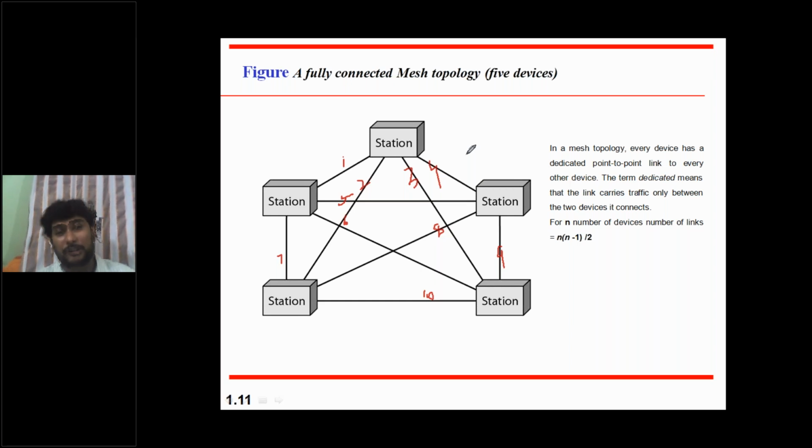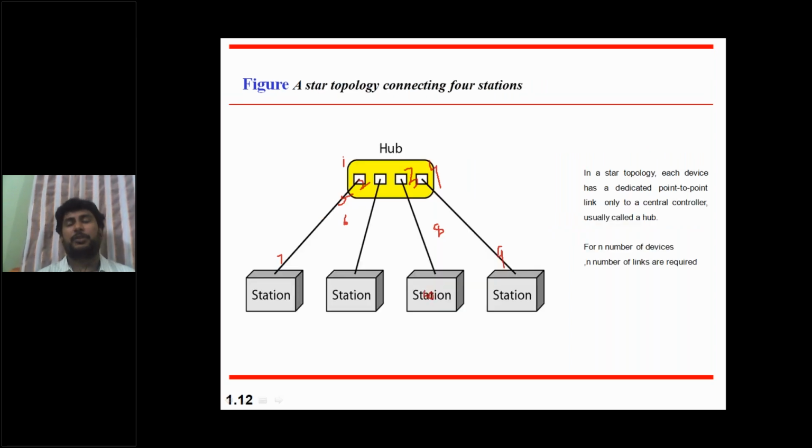For instance, say I have 100 devices in the network. The total number of links required is 100 into 100 minus 1 by 2. So it's almost 50 into 49, which is 2450 links. To connect 100 devices, I need 2450 links, which is a big factor. And the more the devices, the more the complexity increases, right? So to overcome this problem, we move from mesh topology to the next type of topology called star topology.